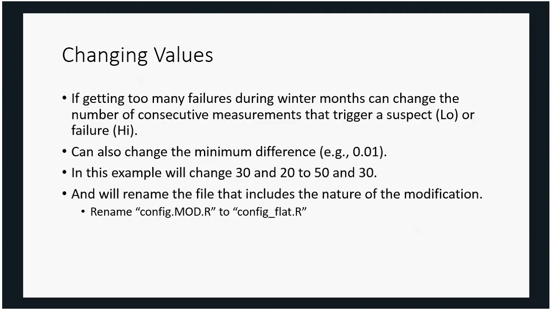Changing the values, so say if you're getting too many failures during winter months, you might want to change the number of consecutive measurements that trigger a suspect low or failure the high measurement. You could also change the minimum difference. In this example, I'm going to change the 30 and 20 to 50 and 30.